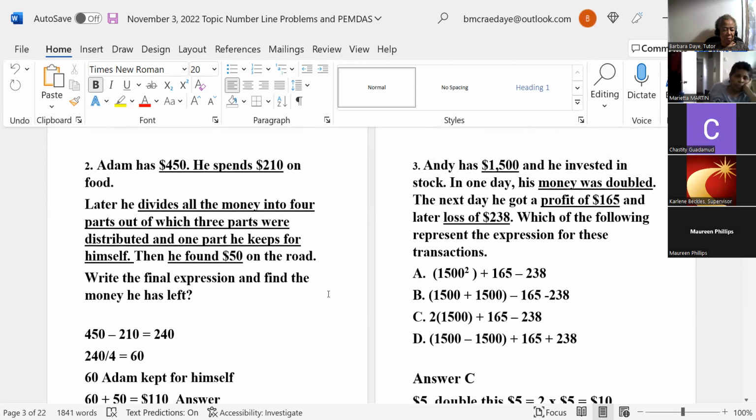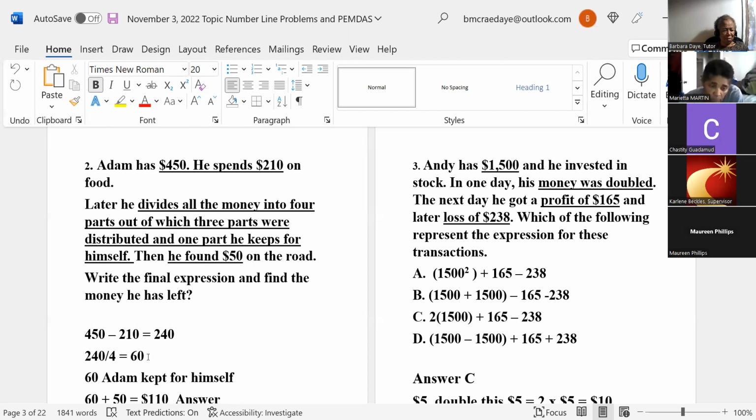Right when it said later he divided the money into 4 parts, of which 3 parts were distributed and 1 part he kept for himself, that's what got me a little bit confused. I figured that meant taking away the 2 times from that and we get the 240 and then divide by 4, which is $60.